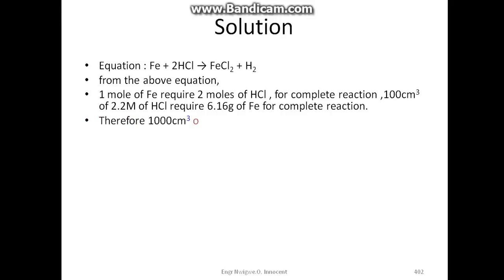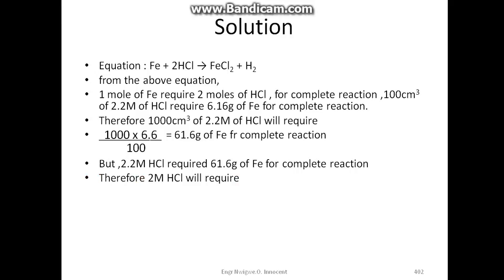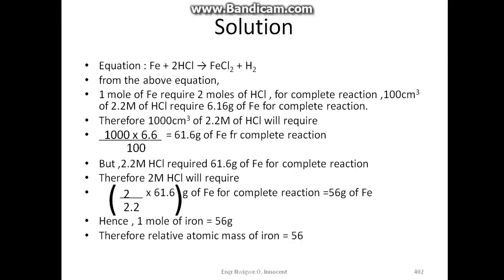Therefore, 1000 cm cube of 2.2 molarity hydrogen chloride will require 1000 times 6.16 over 100, which gives us 61.6 gram of iron for complete reaction. But 2.2 molarity hydrochloric acid requires 61.6 gram of iron for complete reaction. Therefore, 2 molarity hydrochloric acid will require 2 over 2.2 times 61.6 gram of iron for complete reaction, equal to 56 gram of iron. Hence, 1 mole of iron equals 56 gram. Therefore, the relative atomic mass of iron is equal to 56.